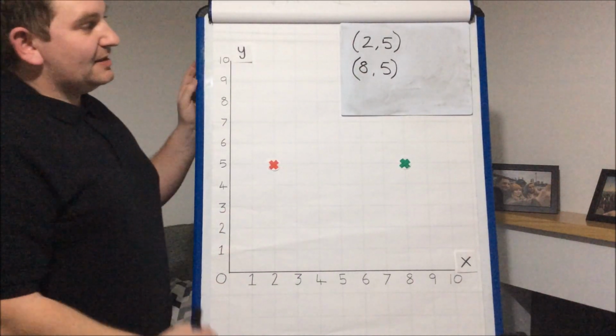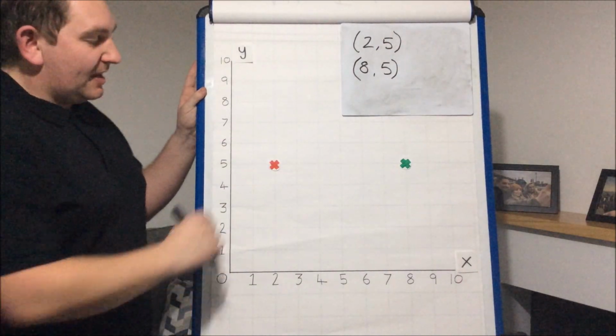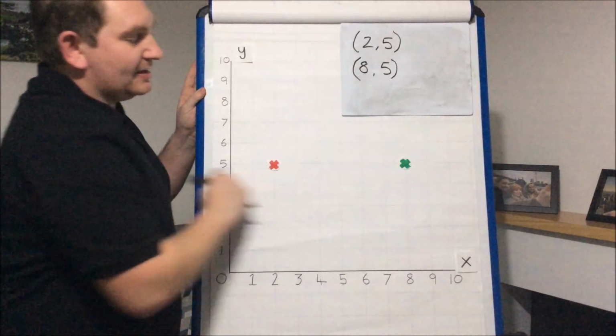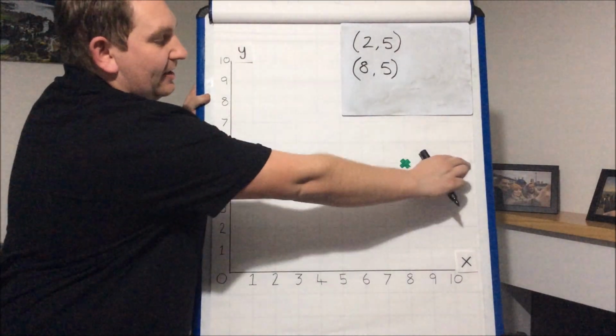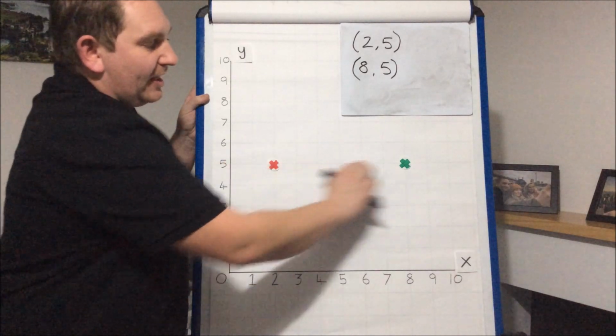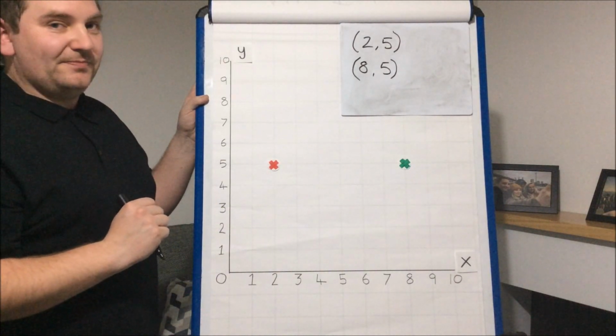Hopefully you've noticed that the y-axis is the same because they are both on that line. It doesn't matter where you put the crosses along here, as long as they run along there, they will always be a 5 in the y-axis.